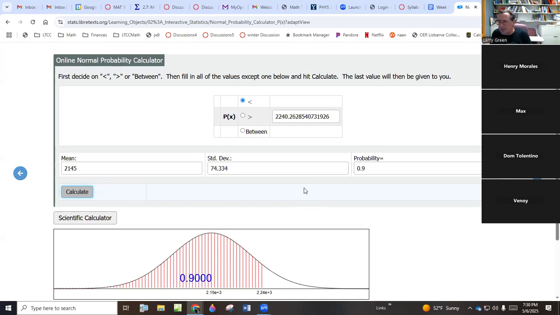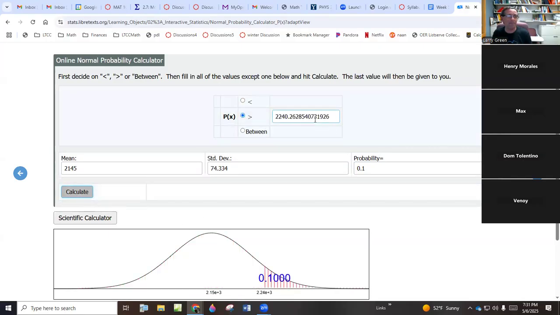Okay, so you're asking, both probabilities were less than? Yeah, that's because we use 0.9. So if we wanted the right-hand side and we wanted greater than, it would be 0.1, right? 10% is below, 10% is above. And if I do 0.1, notice this, this was 2,240 and 26 cents, and I do greater than, I get the same answer. Does that make sense?